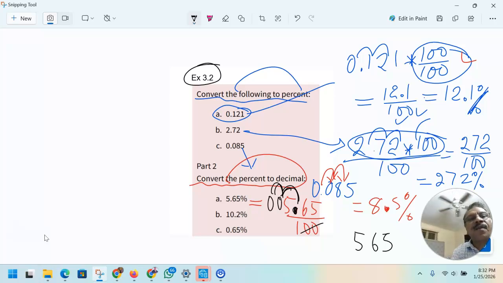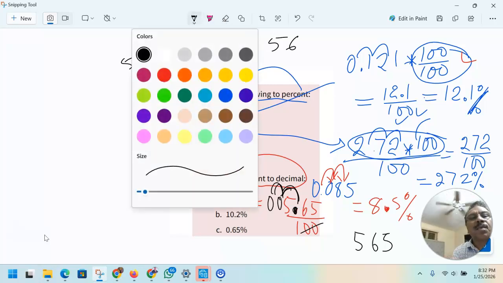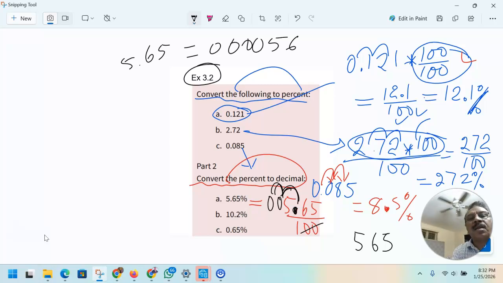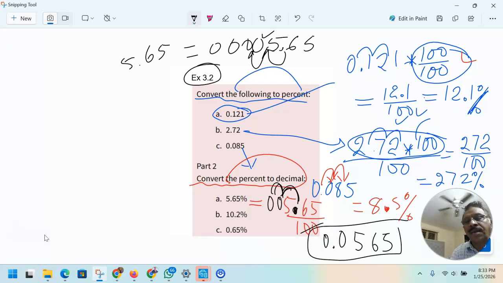So 5.65 basically means like 0 0. Let me just write it. This is what it means. I can put 0 here, and then it is 5.65, right? So this decimal goes once and then it goes one more time right here. So that means before 5, there is one zero here. So I have to put a 0 here, and like this. So this is how you have to write it in the decimal form.